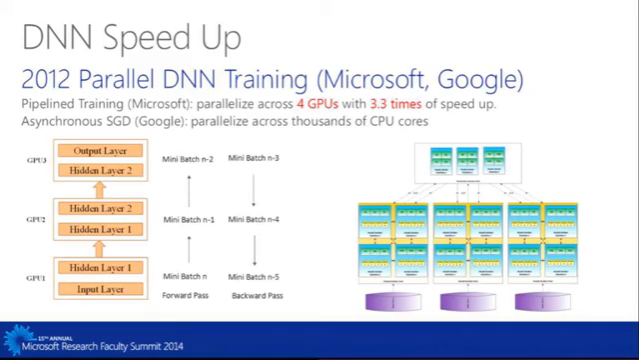The second thing we want to improve is the training speed. And many groups have spent lots of effort on that. In Microsoft, we proposed to use a pipelined training algorithm where we can parallelize across 4 GPUs with about 3.3 times speed up. And Google proposed to use ASGD training algorithm across different CPUs and also got great parallelization.